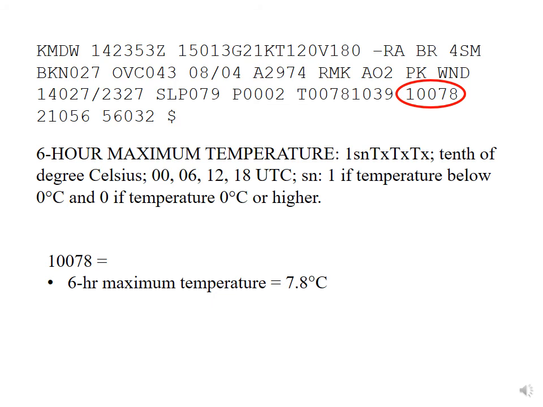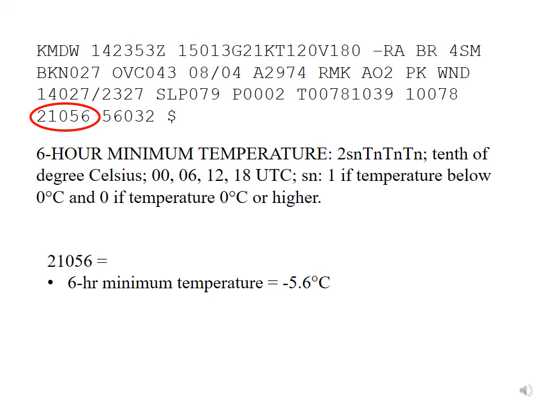The next group, starting with a 1, is the 6-hour maximum temperature in tenths of a degree Celsius. So the 1 indicates that it's the 6-hour max temperature. The next digit, which is currently a 0, indicates whether it's positive or negative. And then you have the temperature in tenths of a degree Celsius. So this is positive 7.8 degrees Celsius.